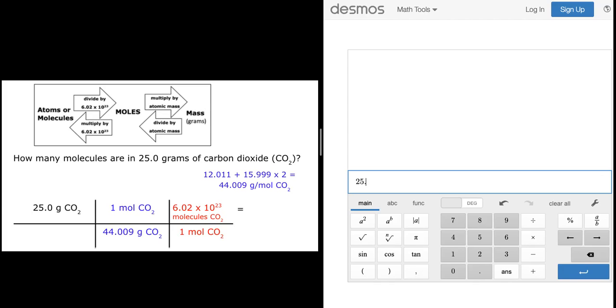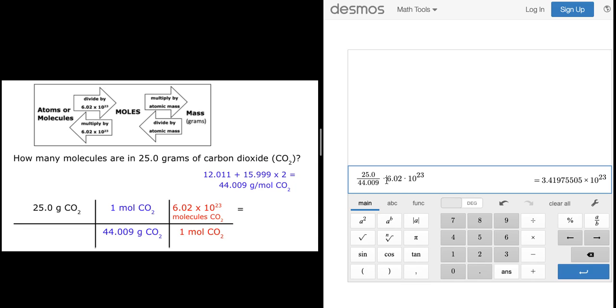25, you don't really need the 0.0, but I'm going to put it on there for you. And then divided by 44.009, and then times 6.02 times 10 to the 23rd. To do an exponent on this one, you just press this little A to the B. The little B is like the exponent, 23rd. Oh, we don't want to do another exponent. Okay.